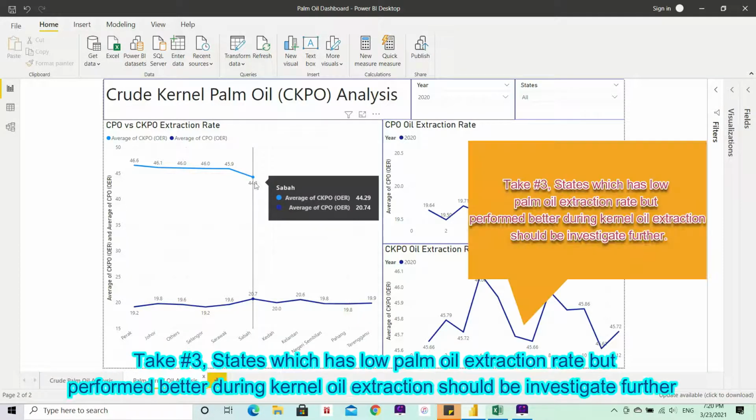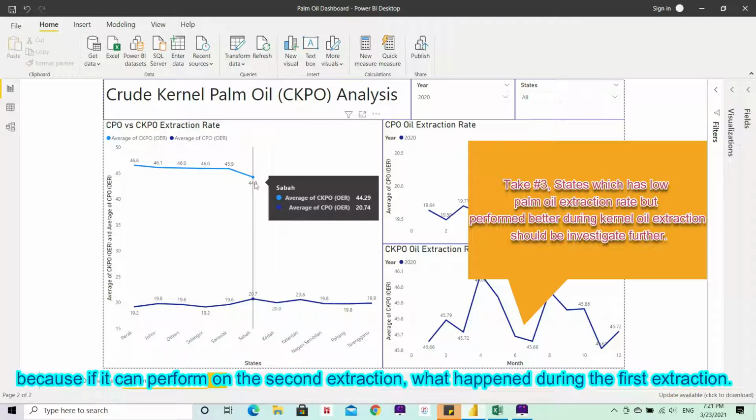Take number 3. States which have lower palm oil extraction rate but perform better during kernel oil extraction should be investigated further, because it can perform better at the second extraction. What happened during the first extraction?